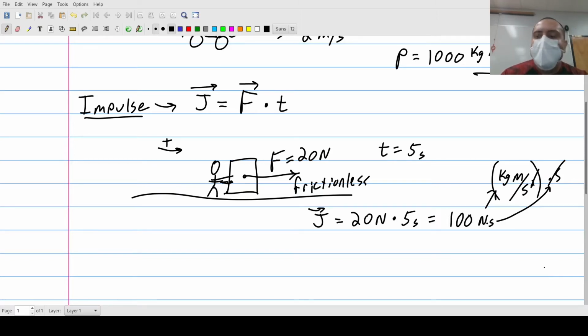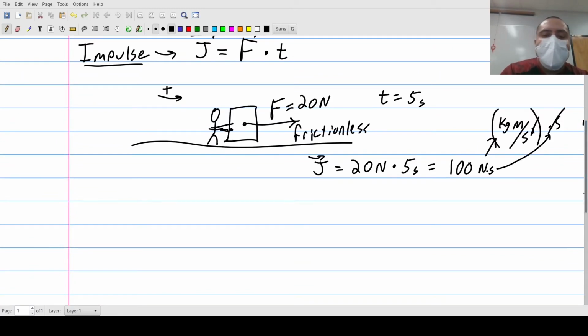Now, when we say impulse and momentum are closely related, what does that mean? Well, it turns out that just like work and energy were closely related, because work is a change in energy. Work causes a change in an object's energy. The same thing is true here. Impulse is going to be a change in an object's momentum.